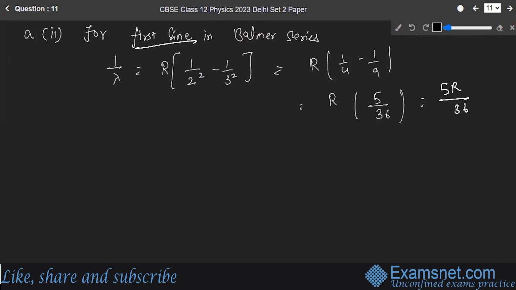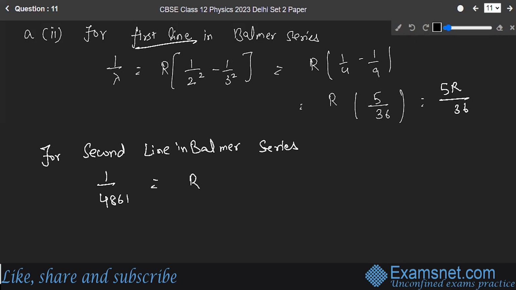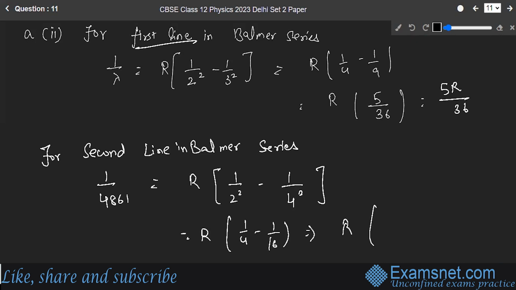For the second line in the given series, you have, as given in the question, 1 upon 4861 is equal to R into 1 upon 2 square minus 1 upon 4 square. This is equal to R into 1 by 4 minus 1 by 16, that is 12 upon 16, which is equal to 3 by 4, 3R by 4.